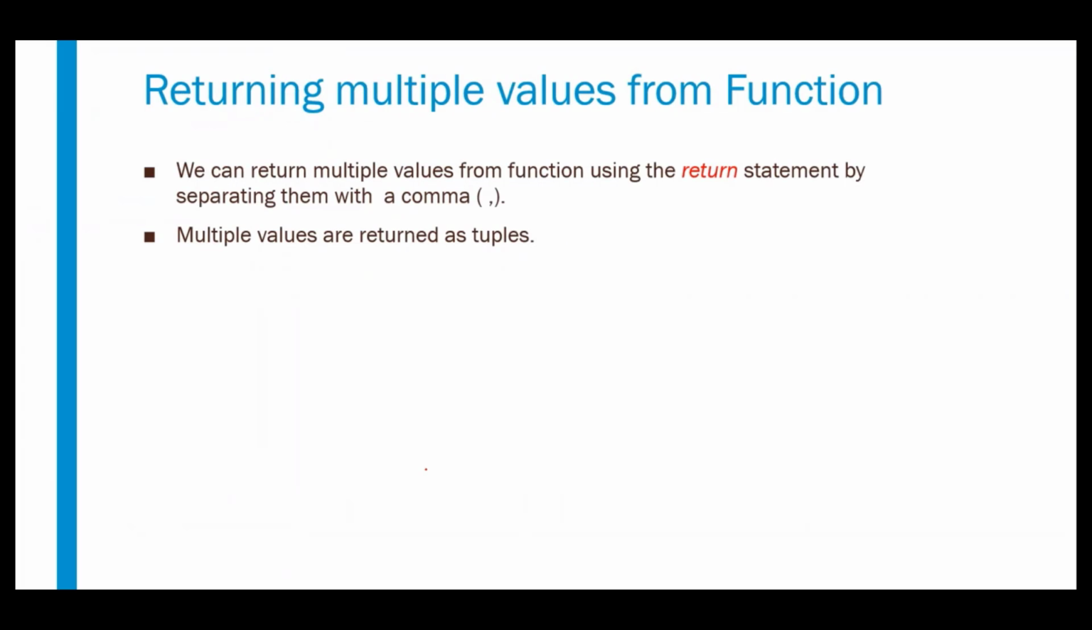Now let's move on to the next concept, returning multiple values from a function. Normally a function will return a single value, right? But here Python supports returning multiple values too. We use a return statement as usual, and those values will be separated by commas. Whenever a function returns multiple values, those values will be treated as a tuple. Now let's see how we can work with this.